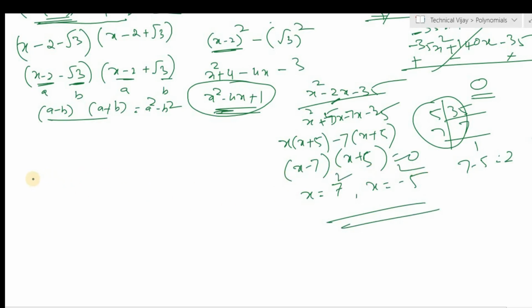So he has given two zeros, that is 2 plus or minus root 3, and another two are 7 and minus 5. 2 plus root 3, 2 minus root 3, 7 and minus 5. Okay, we'll go for the next question.